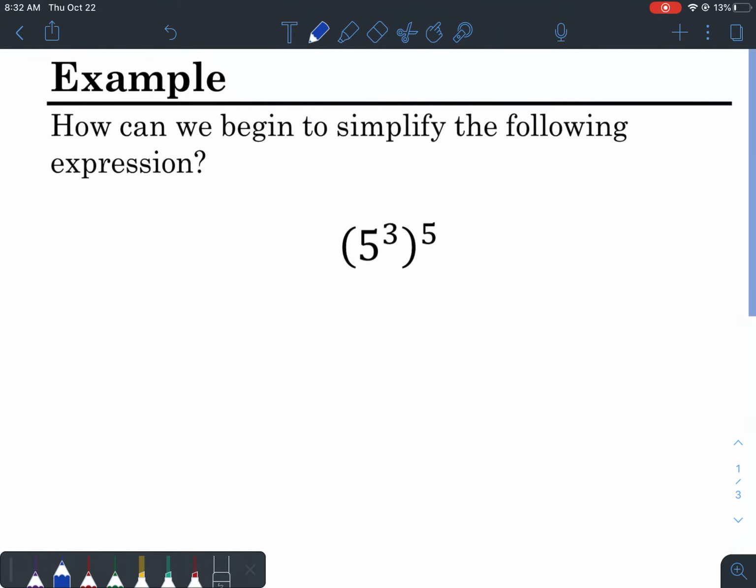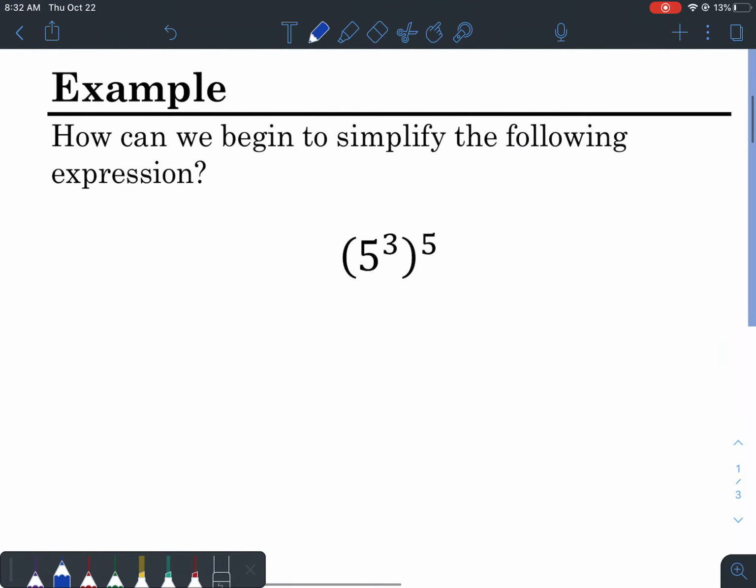Alright, so as you know, it's 5 to the third to the fifth power. So this entire 5 to the third is being raised to the fifth power. So what we could do is use our knowledge of expanded form, right? 5 to the third is our base here, and the 5 is the exponent.